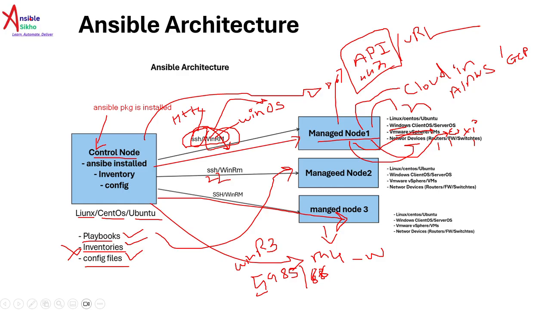So this is the Ansible architecture. This is how it works. Once the module written inside the playbook is executed, the output is sent back to the control node. So this is how it works. It works on push technology.